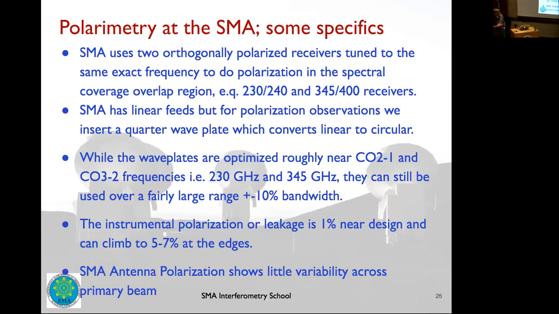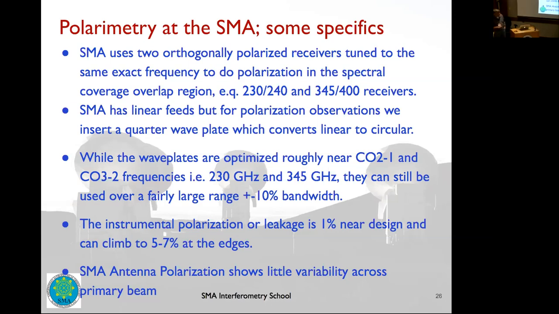So there are a few specific things at the SMA. Normally you need receivers which are dual polarized by design, but at the SMA we don't have proper dual polarized receivers. What we have are two receivers which have orthogonal polarizations, and we cross the two. These two have completely independent LOs and other systems, so it's an issue. But we use the 230 and 240 in the 345, 400 sets, and we can do polarization observations with that.